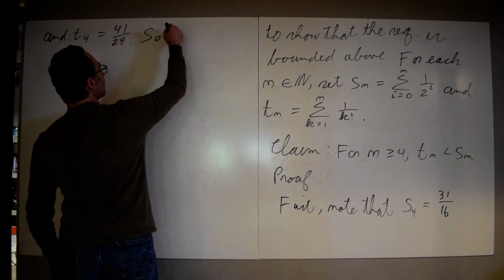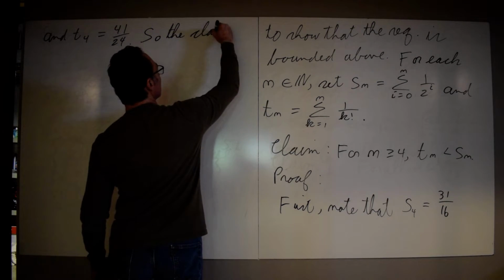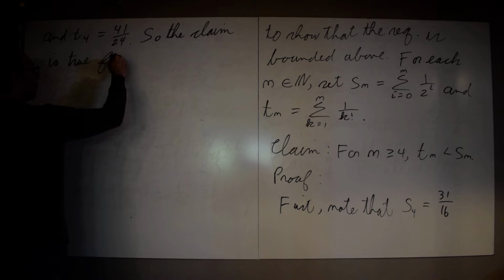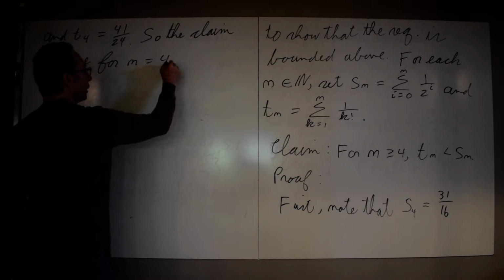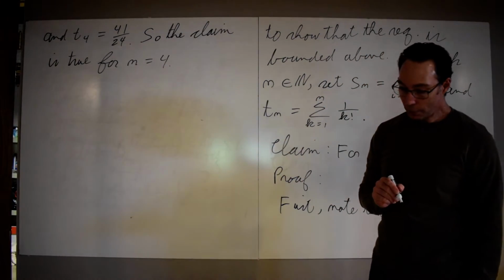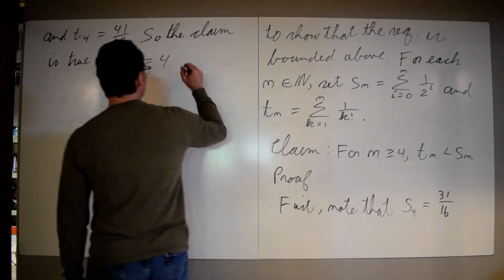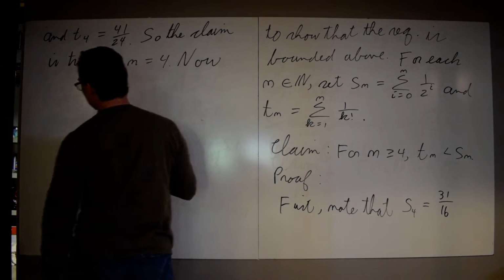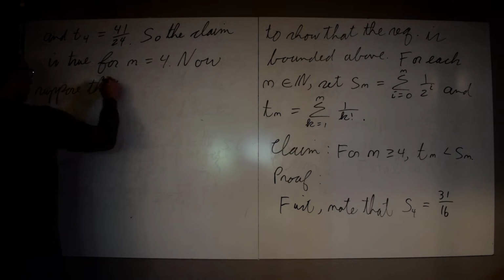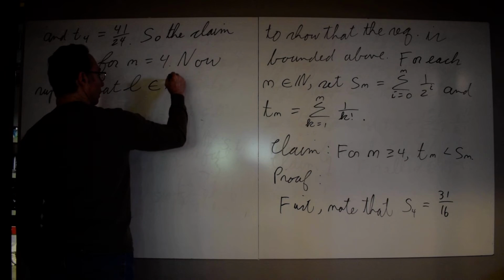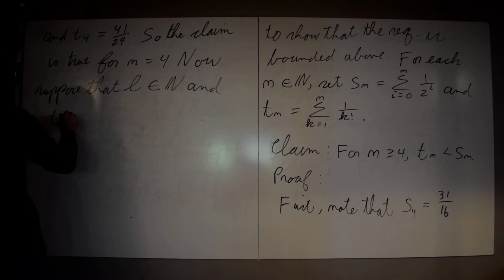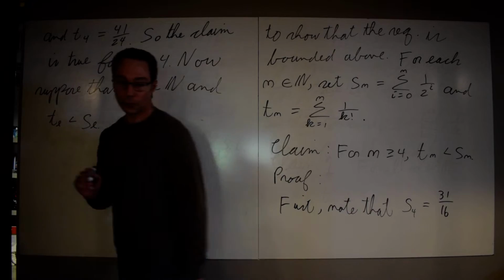So the claim is true for n equal to 4. So that's the basis step. So now we want to do the inductive step. So now suppose that L is a natural number and T sub L is strictly less than S sub L.